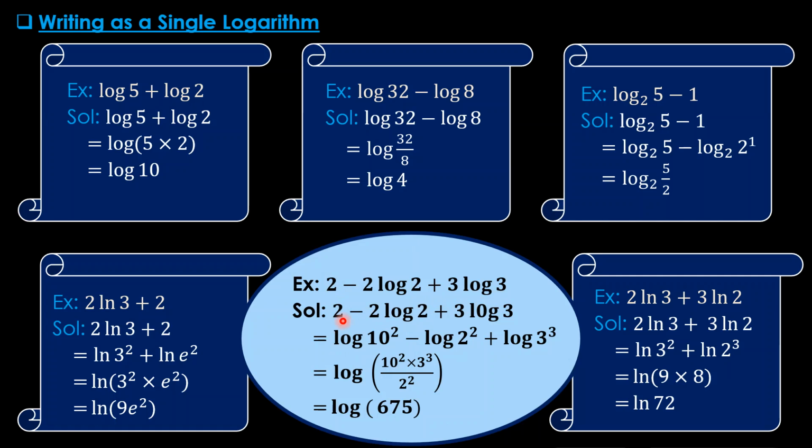So these logs we can consider base 10. So 2 means log 10 square, minus 2 log 2 means minus log 2 square, and 3 log 3 means log 3 cube. So then we can apply the product rule and division rule here altogether. This one and this one are plus, that's why we multiply them, and this one is negative, so we divide by that. So after calculation we get log 675.